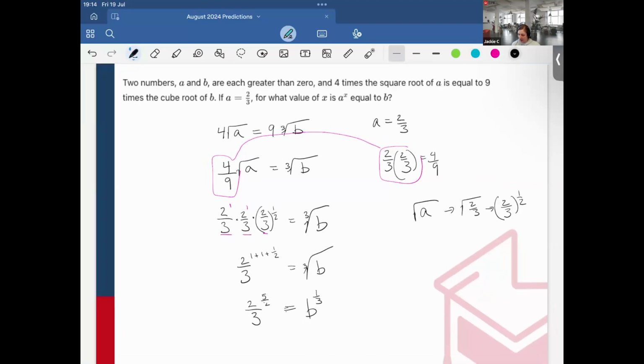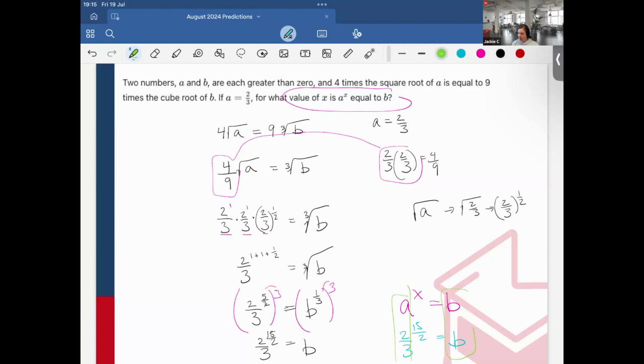And then I can multiply each side by 3. So the 1/3 cancels and it just becomes B. So this would be 2/3 to the 15/2 is equal to B. And I'm asked for what value of x is A to the x equal to B. Well, this is what I have, 2/3 to the 15/2 is equal to B. So my A is the 2/3, B is B. So I know that x is 15/2, and therefore the answer would be just that, 15/2.